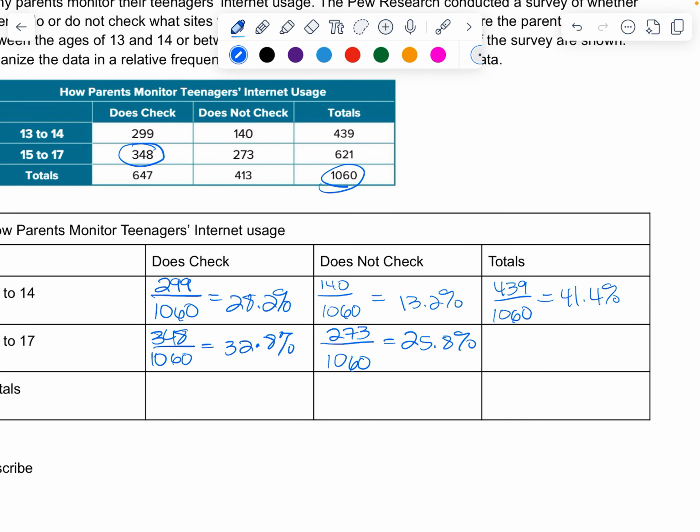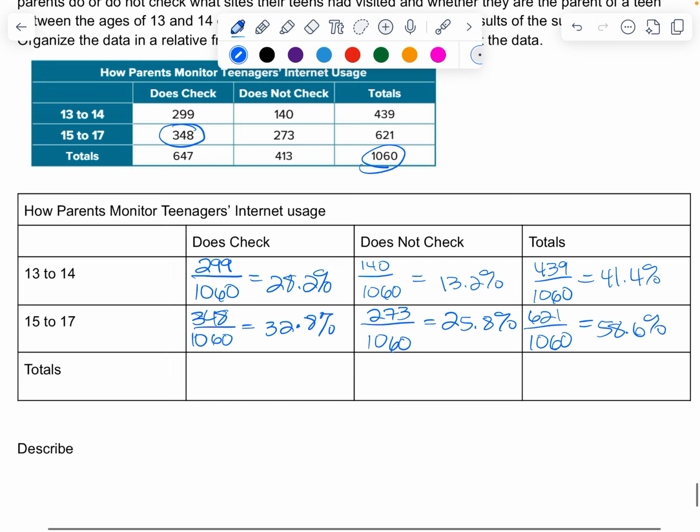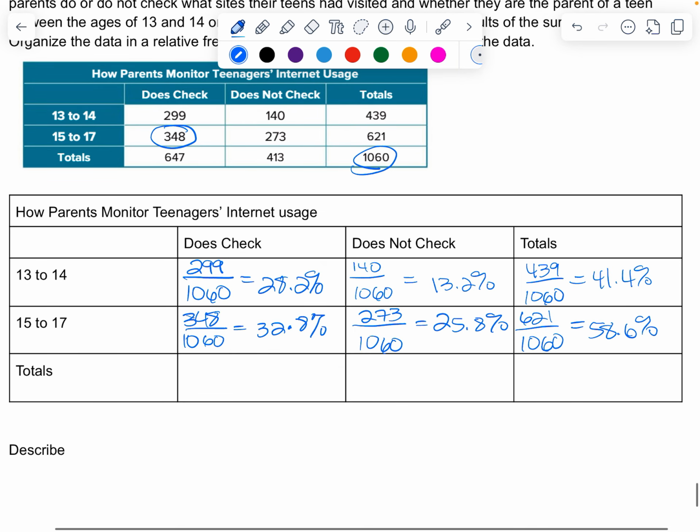And then over here, I have 621 out of 1060. And that is 58.6%. Look at that. Totals. So this total is 647. So out of the amount of people that do check, that is 61%. Guys, couldn't I have just added 28.2 plus 32.8 and gotten that 61%?